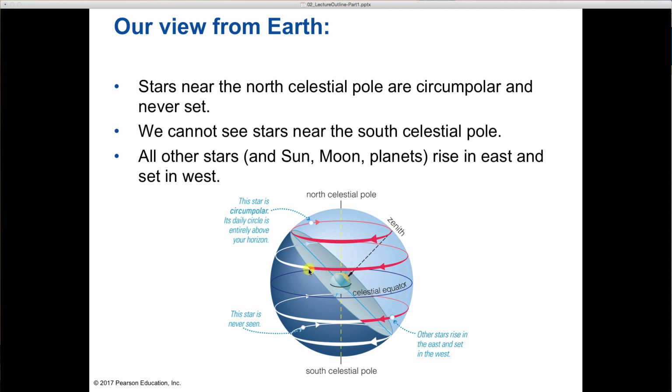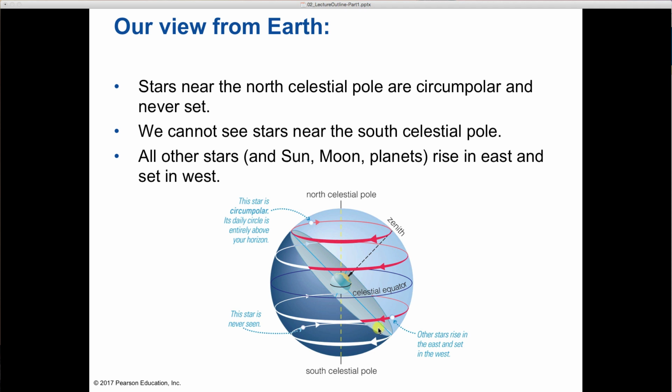It touches our western horizon over here, goes across underneath our horizon, comes up in the east, and rises up again the next night. So these are stars that rise and set, whereas this star is a star that doesn't rise or set. It's always above the horizon. Something that's always above the horizon we call a circumpolar object, a star or a constellation or something like that.